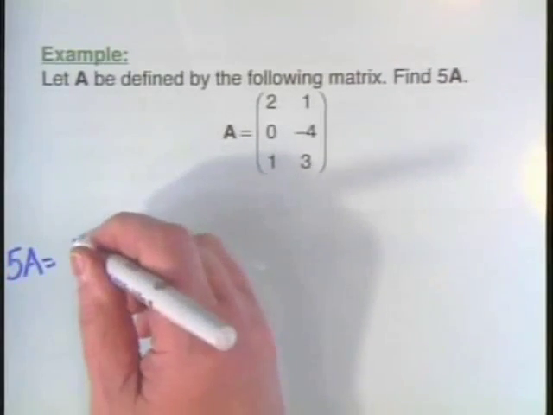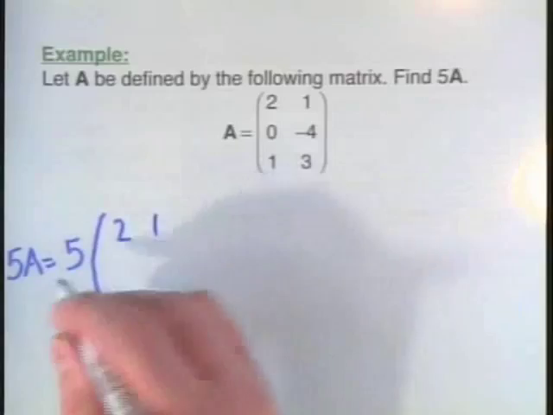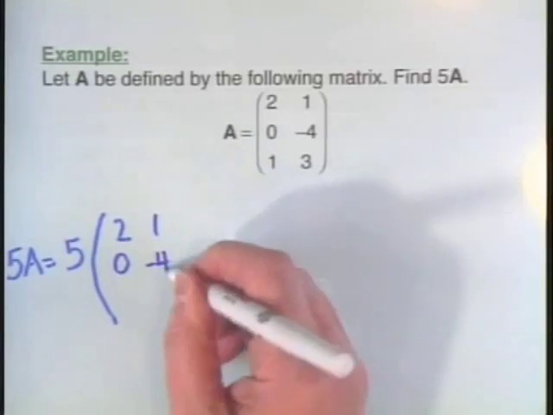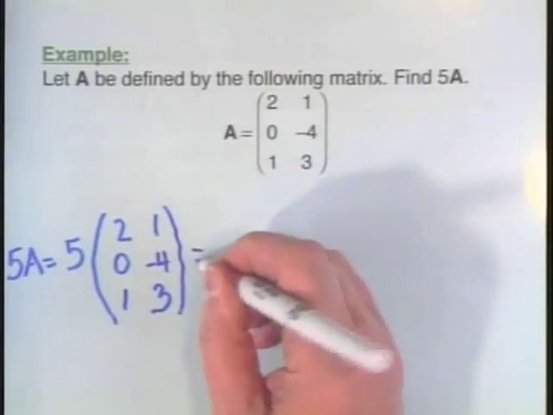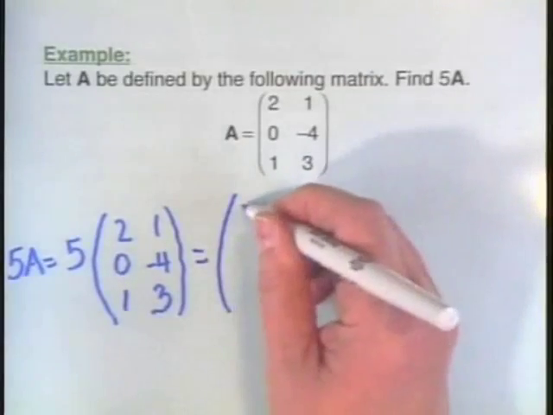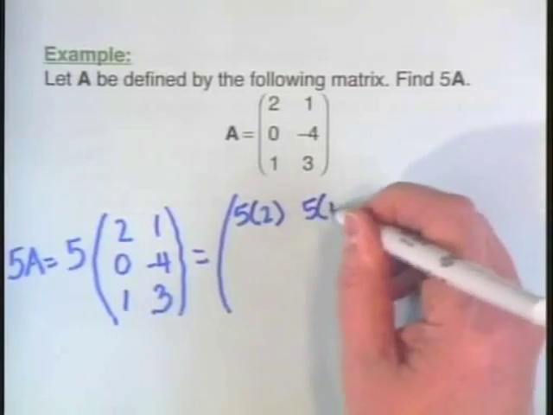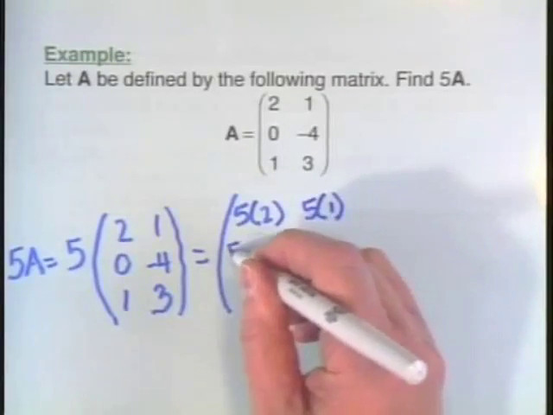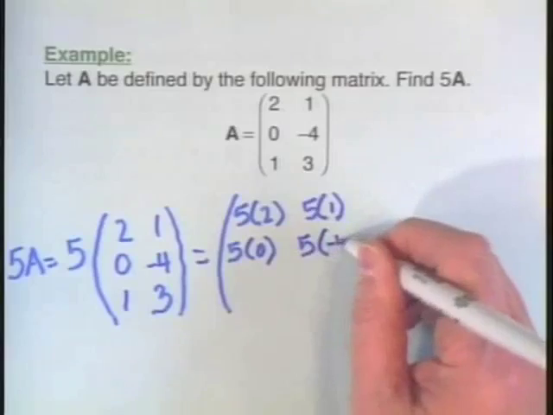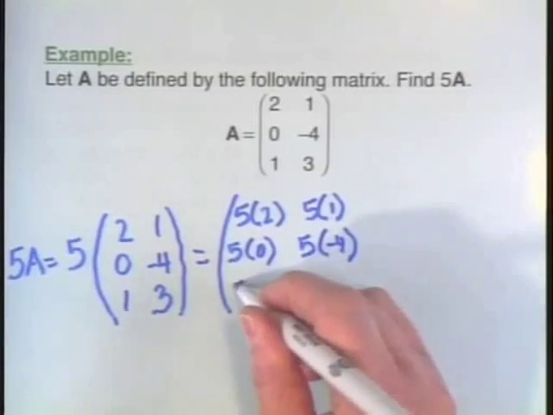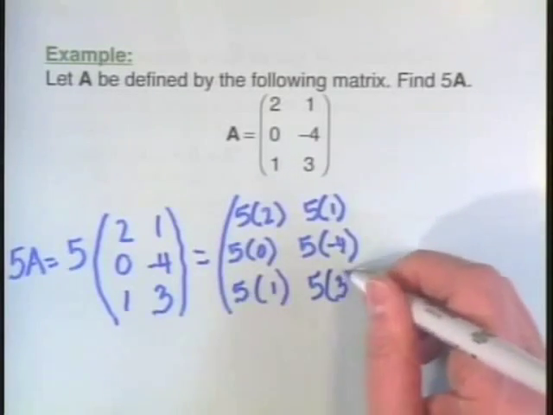is equal to 5 times the matrix A, 2, 1 in row 1, 0, negative 4 in row 2, 1, 3 in row 3, which is equal to, by definition, 5 times 2 for the first entry, 5 times 1 for the second entry in row 1, 5 times 0 for the first entry in row 2, 5 times negative 4 for the second entry in row 2, 5 times 1, and 5 times 3 for the row 3 entries.